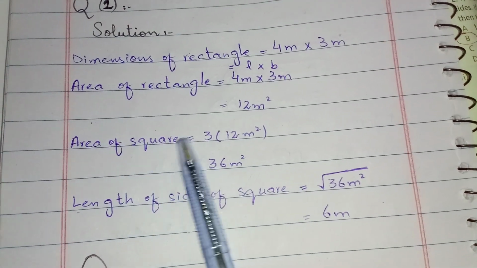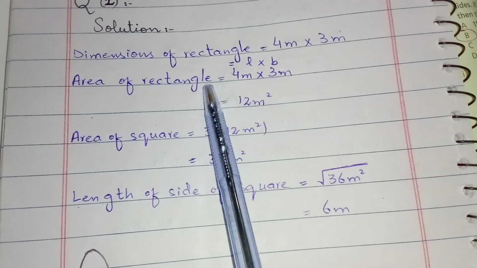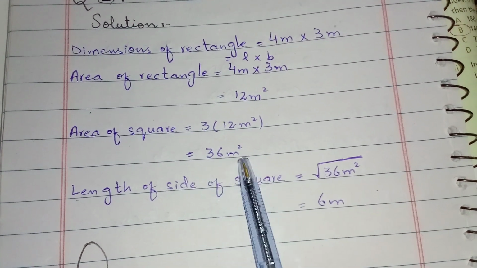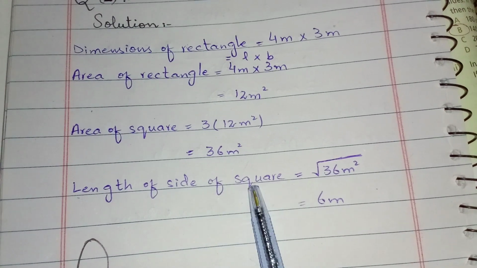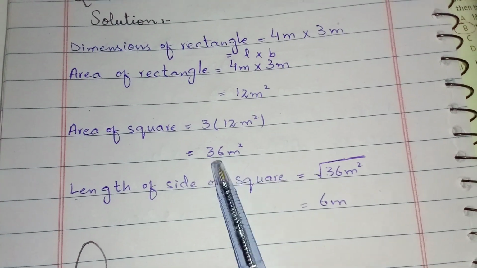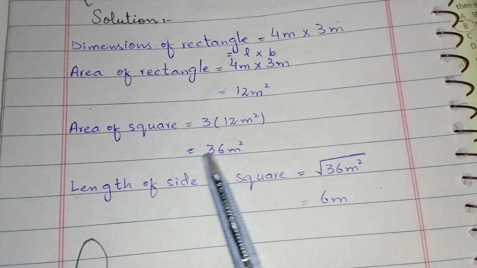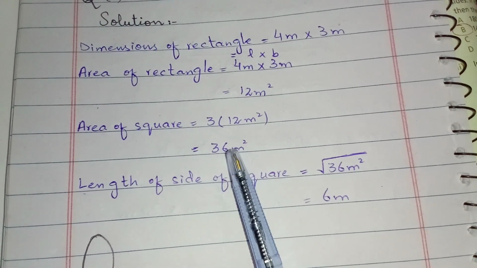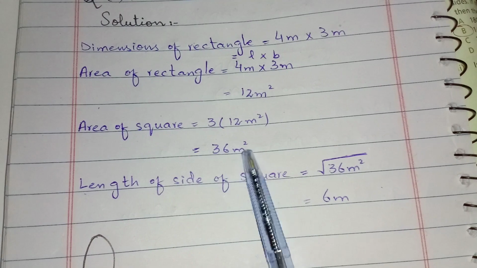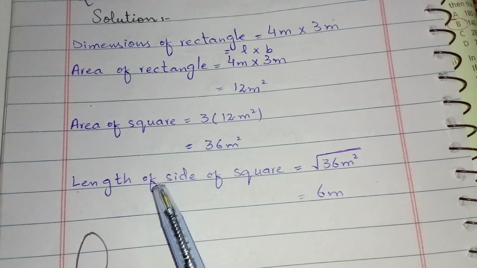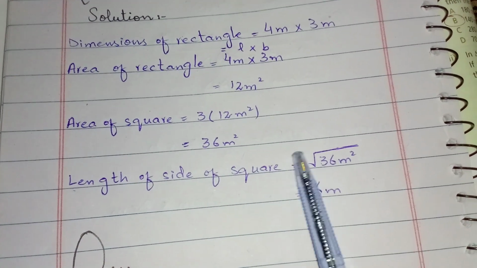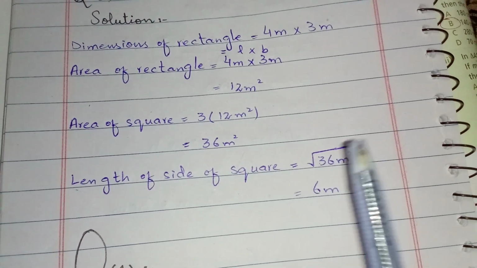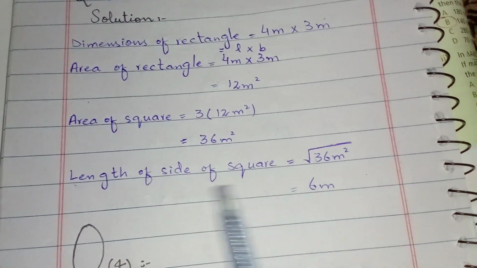So 4 meter multiplied by 3 meter is equal to 12 meter square. And area of the sphere, as given in the question, is 3 times the area of rectangle, and area of rectangle is 12 meter square, so that is equal to 36 meter square. So length of side of sphere is a number which multiplied by itself gives 36, that is 6. When we multiply 6 with itself, it is the area, and this is equal to 36 meter square. As we know that area of sphere is length multiplied by length, so L and L will be the same. So 36 is 6 multiplied by 6, so 6 meter is the length of side of sphere.